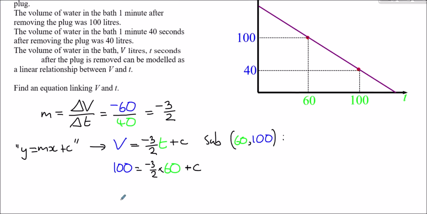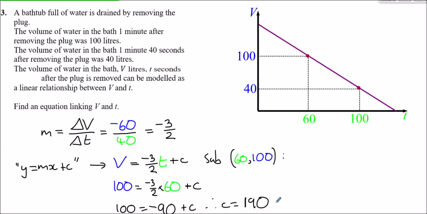So 100 minus 3 over 2 times 60 gives us minus 90. Then add c. So therefore, the intercept is 100 plus 90, which is 190.